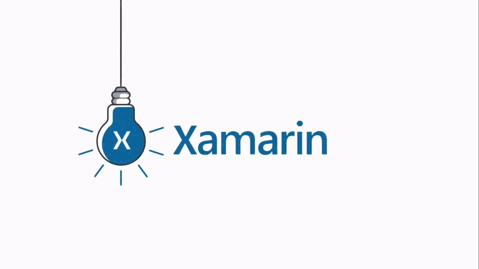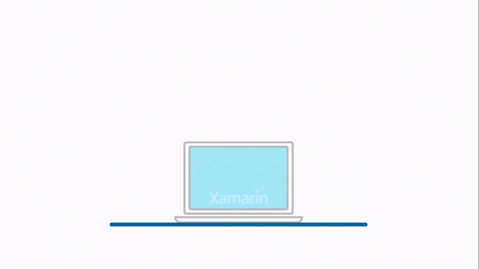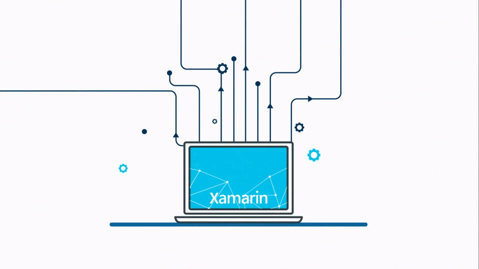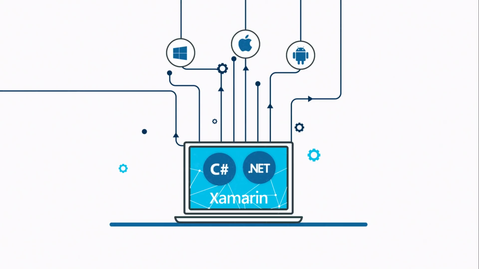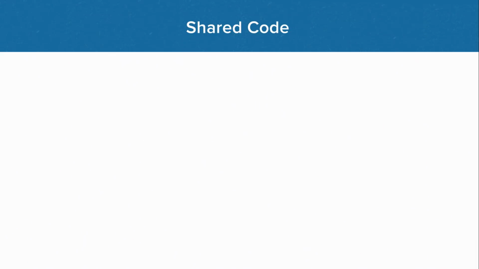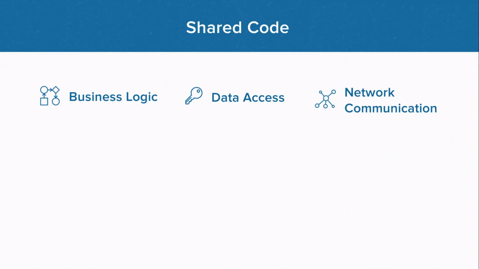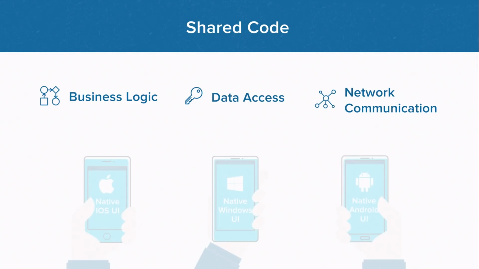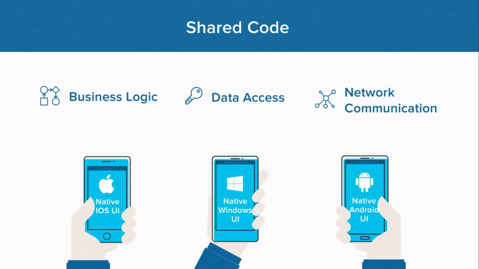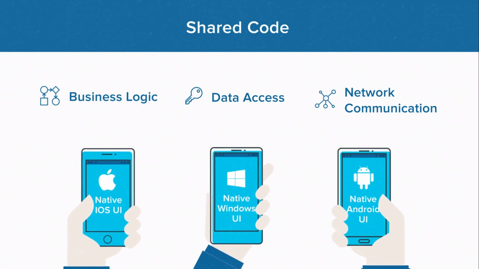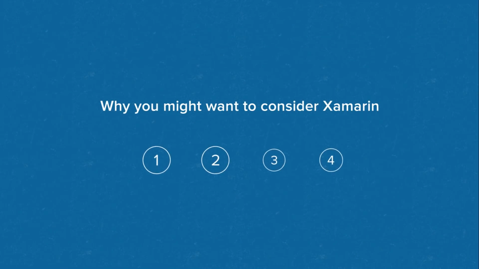Unless you're using Xamarin. Xamarin is a whole ecosystem of tools that helps you create apps for all platforms with just one technology stack, C# language running on .NET framework. Xamarin apps, while created for different operating systems, share all business logic, database access, and network communication. Only user interface is designed separately to maintain the native look and feel of each platform. Here's why you should consider Xamarin when building your app.